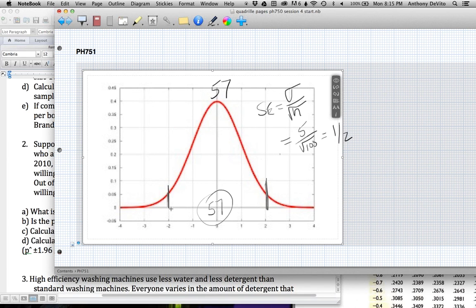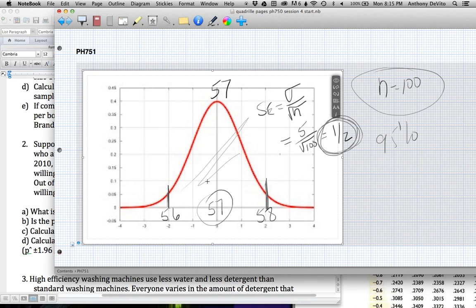So what is that number going to be below? It's going to be 2 standard deviations below. And how much is 2 standard deviations? It's 1, right? 2 times 1/2 is 1. So it's going to be 56 and 58. So we would expect, if we took a sample of size 100 from this population, 95% of those samples to fall within 56 and 58, within 2 standard errors below the mean and 2 standard errors above the mean.